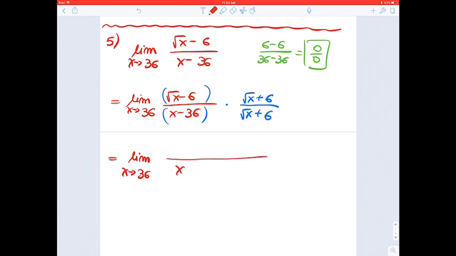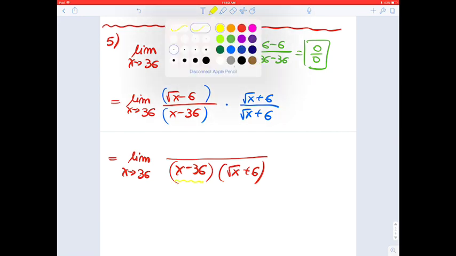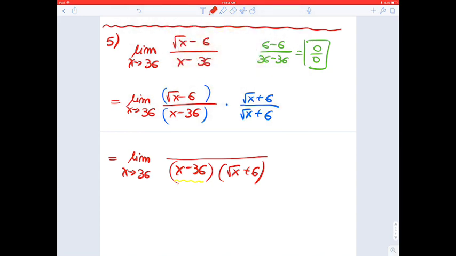And now I will actually keep the product form in the denominator, because we remember x minus 36, this is my 0, 36 minus 36. I really have to keep this. If I distribute, I will really lose that 0. I will spread out and I'm not going to find it out. I'm not going to recover it back.